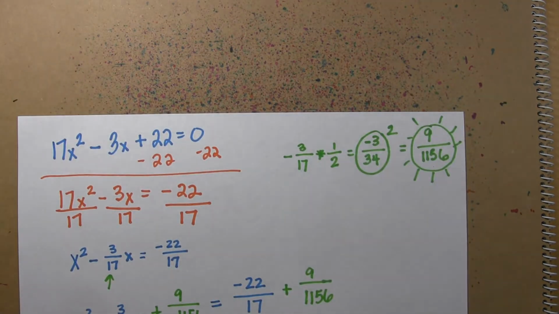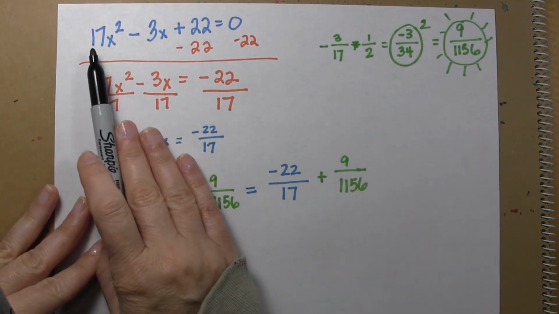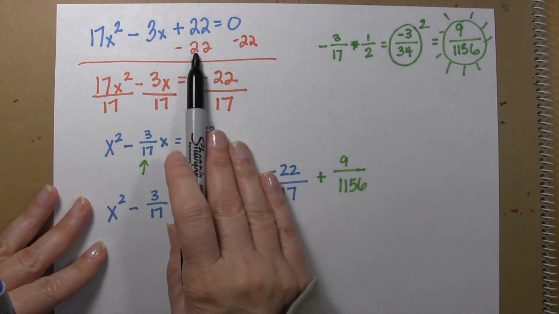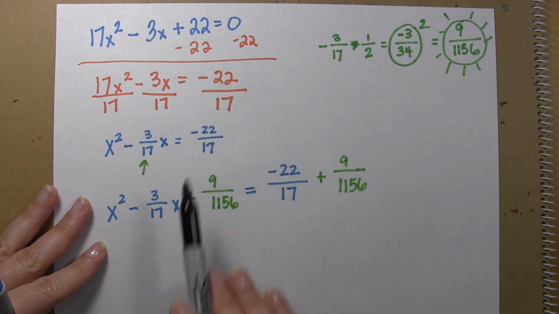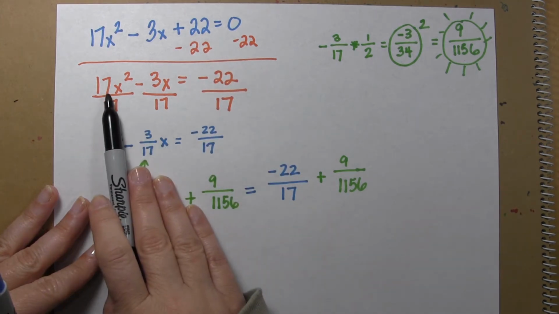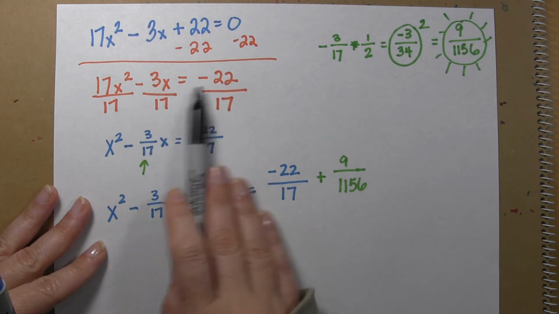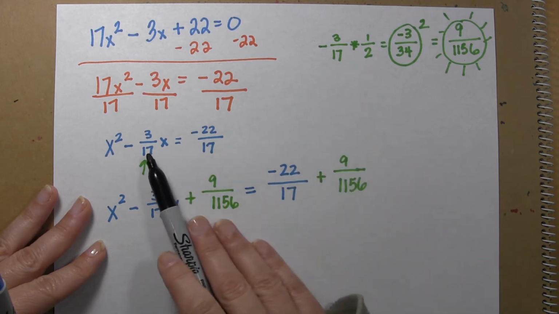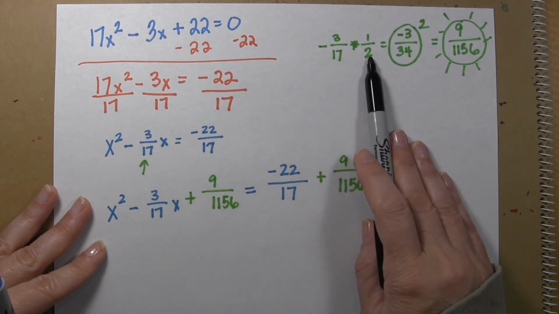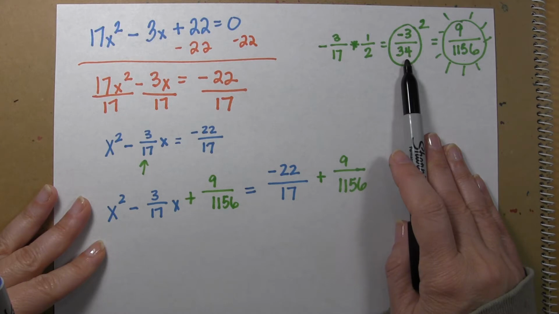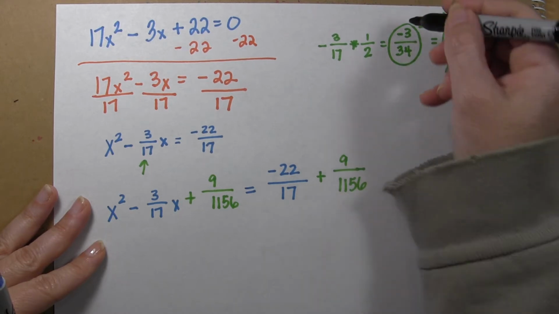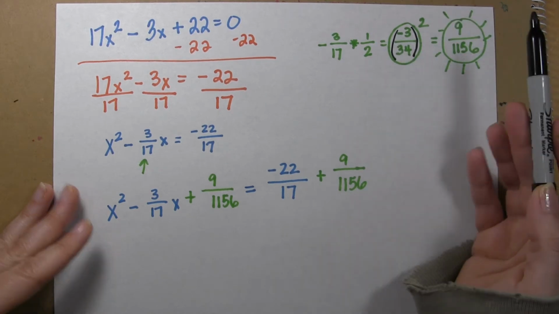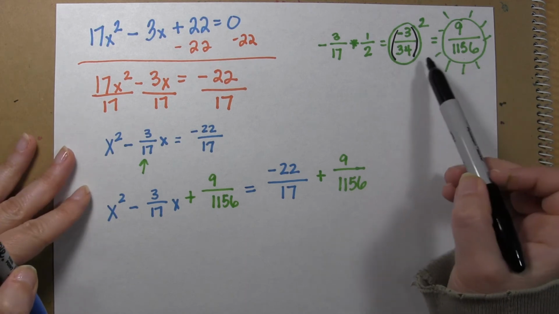All right, let's do our last one here. This was 17x squared minus 3x plus 22. Remember, first we moved our 22. So we had 17x squared minus 3x equals negative 22. Then we divided everything by 17 and we got this. Then we took our middle term, multiplied it by 1/2 and circled the answer. Then we squared that whole term, and again, you can think of this as being in parentheses. I forgot to write my parentheses because I made my circle instead, but, you know.